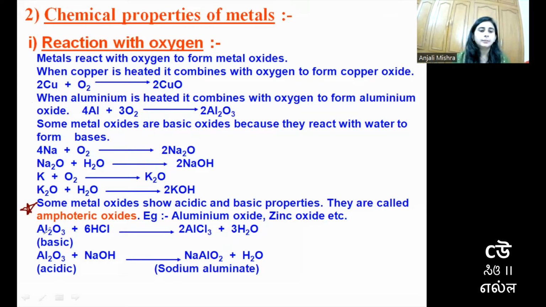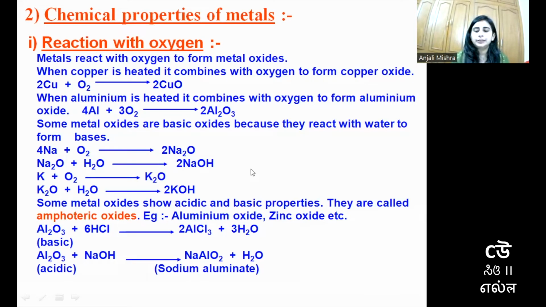So agar hum aluminium oxide ko react karaye with hydrochloric acid, which is said to be a very strong acid, the product would be aluminium trifluoride and water. On the other hand, if aluminium oxide combines with sodium hydroxide, which is base in nature or basic in nature, the product would be sodium aluminate and water. So these are very good examples of amphoteric oxides.